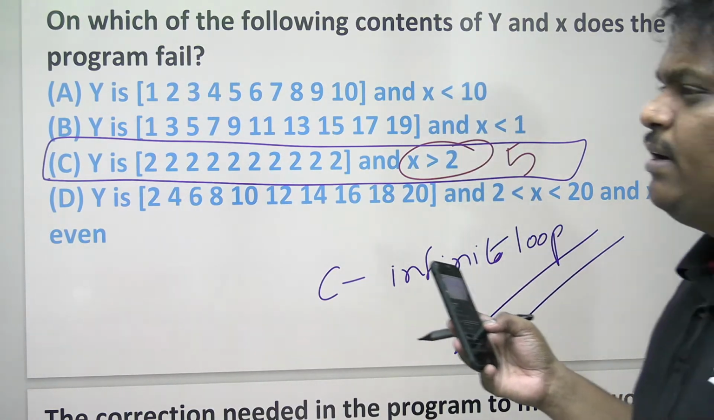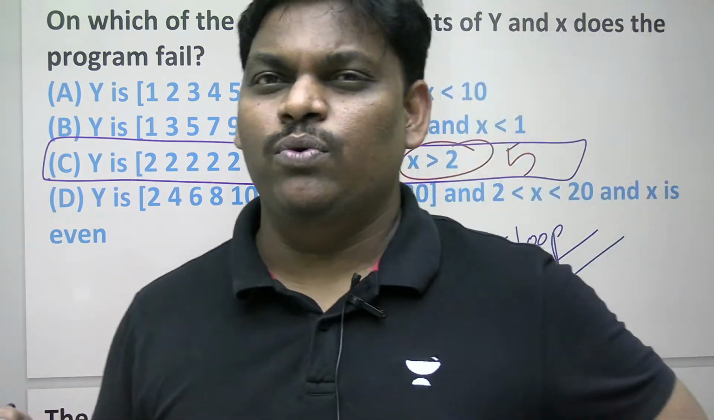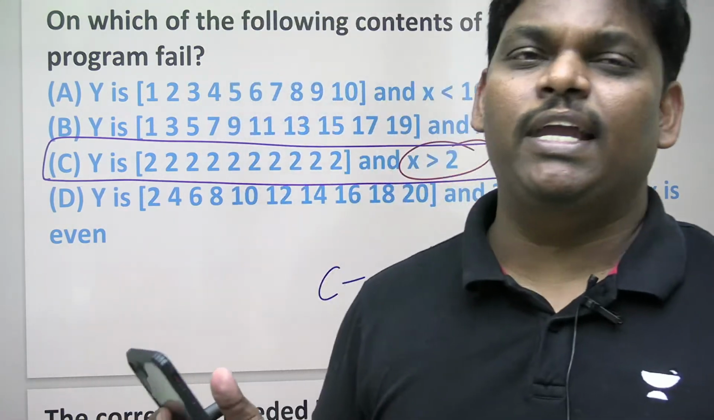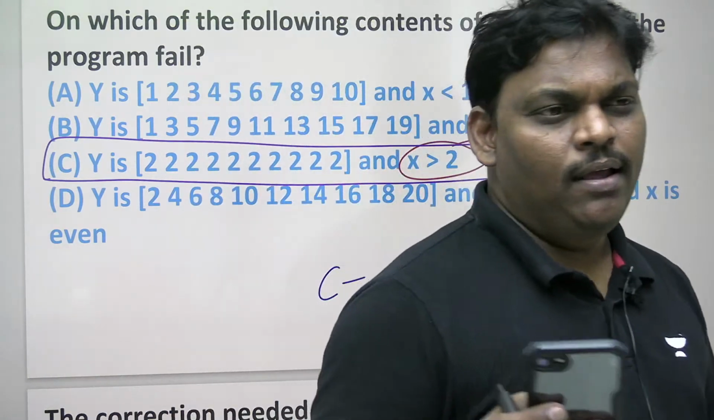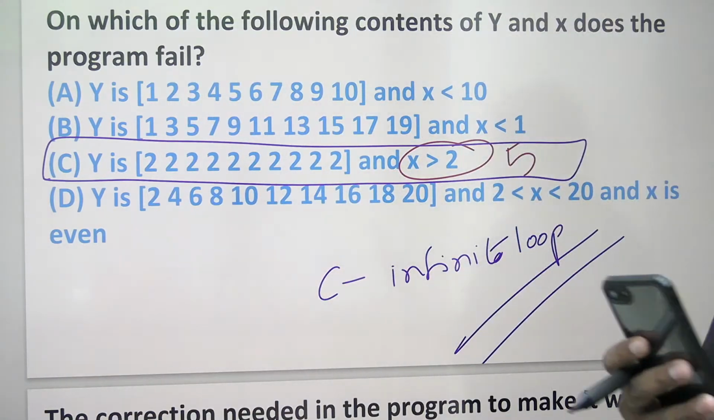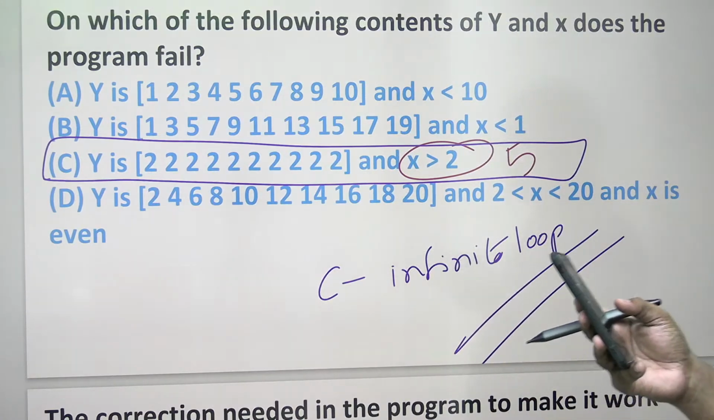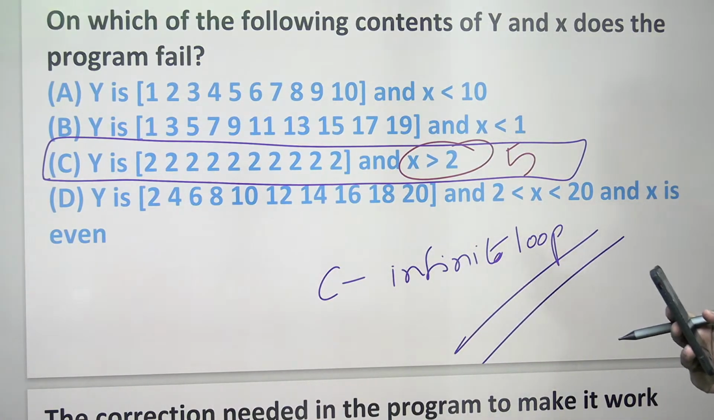8 plus 9 is 17, by 2 is 8.5, which means 8. Every time it is 8, 9. The condition is always true, so it keeps on going in an infinite loop. Other people don't have any problem because of the increasing.